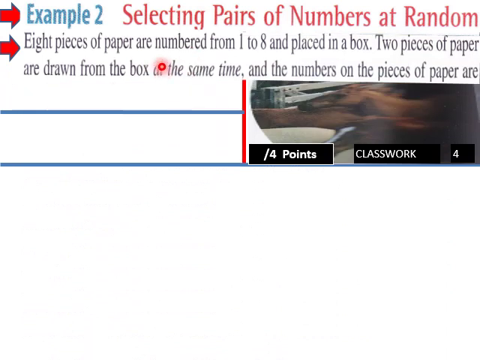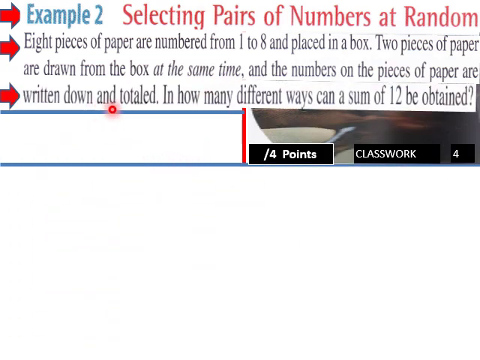Selecting pairs of numbers at random. Again, 8 pieces of paper are numbered from 1 to 8 and placed in the box. 2 pieces of paper are drawn from the box at the same time, and the numbers on the pieces of paper are written down and totaled. In how many different ways can a sum of 12 be obtained?